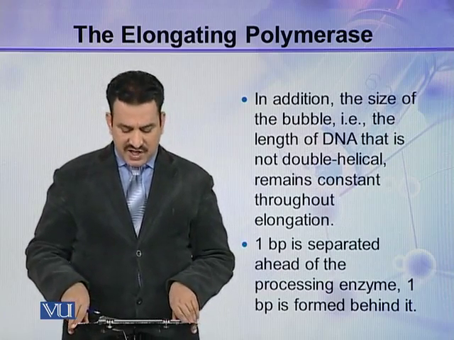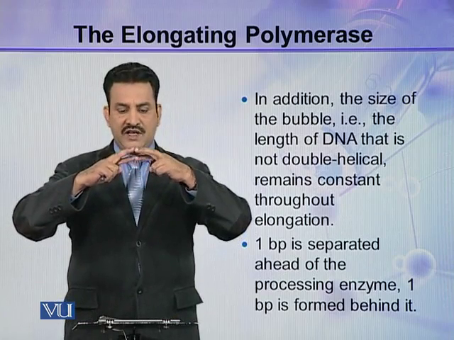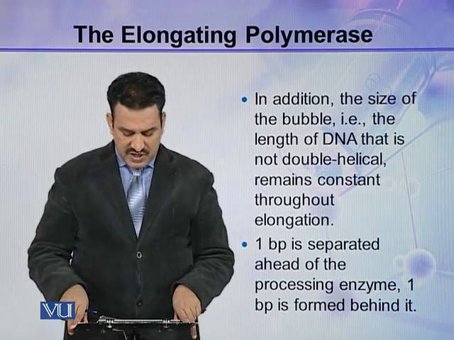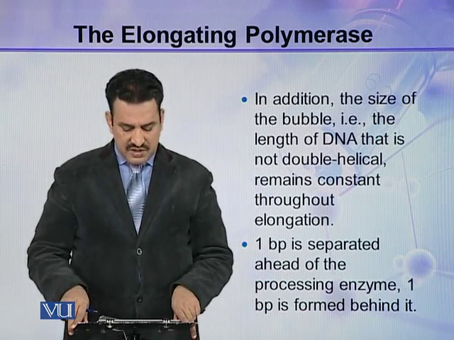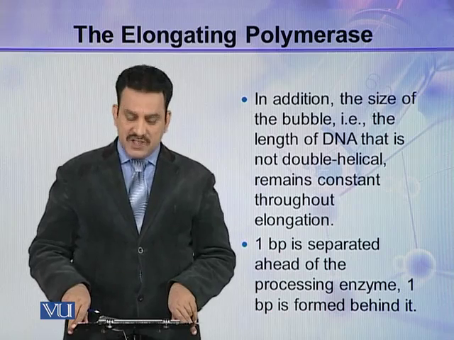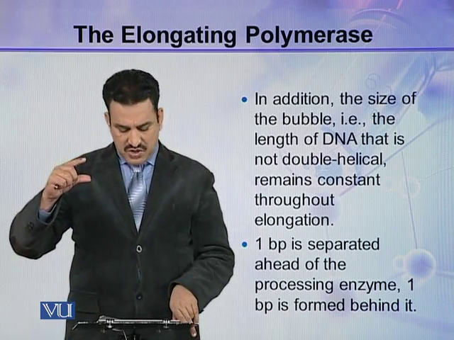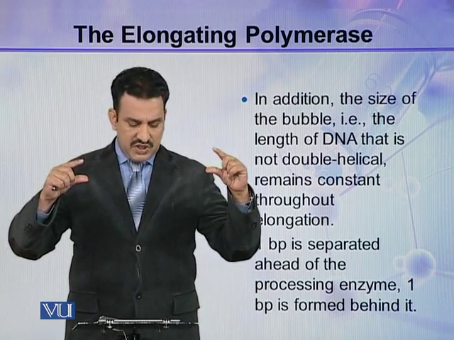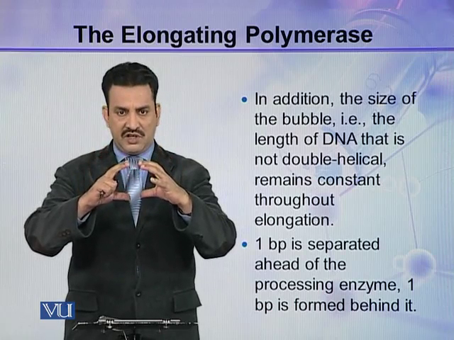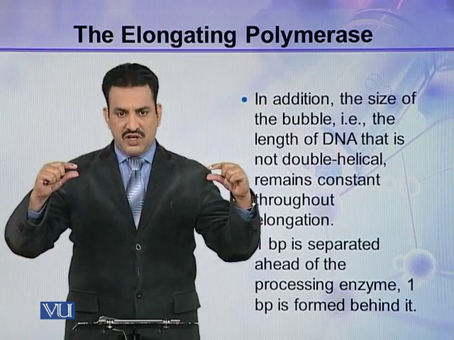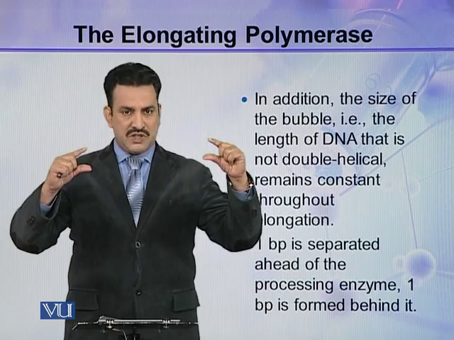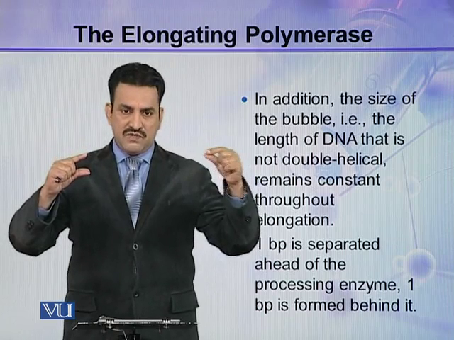In addition, the size of the transcription bubble remains constant. That is the length of the DNA that is not double helical. It remains the same throughout the elongation phase. One base pair is separated ahead of the enzyme. One base pair is formed behind it. So if this is the center, the RNA polymerase complex, here it is double-stranded DNA. So one base pair is opened here, and one base pair is reformed.